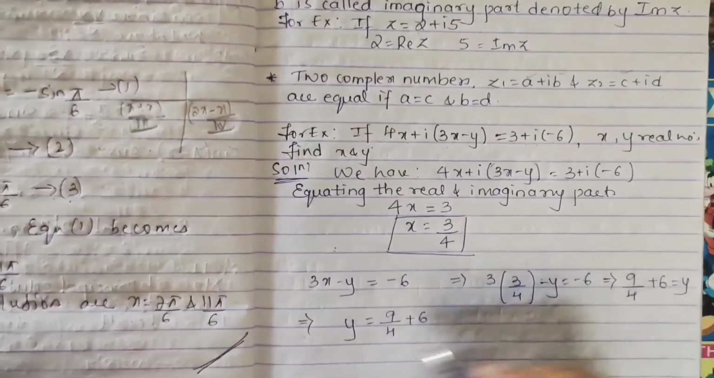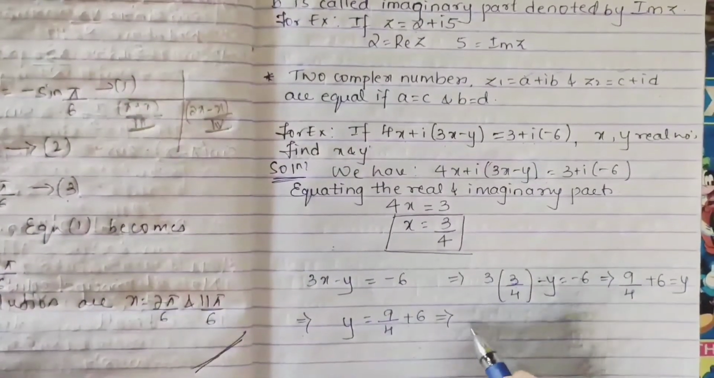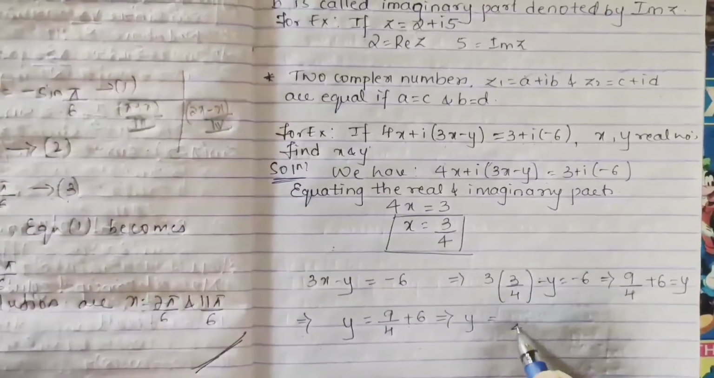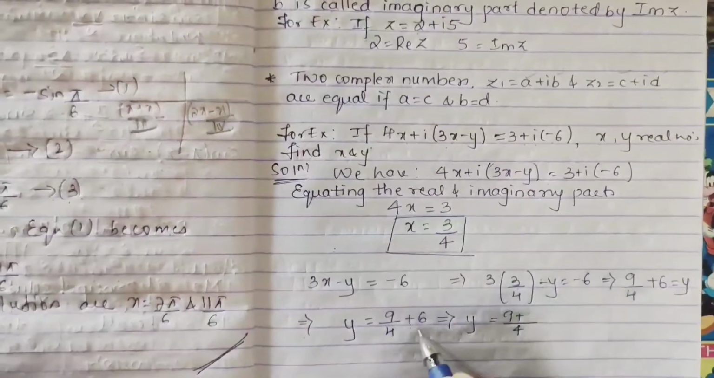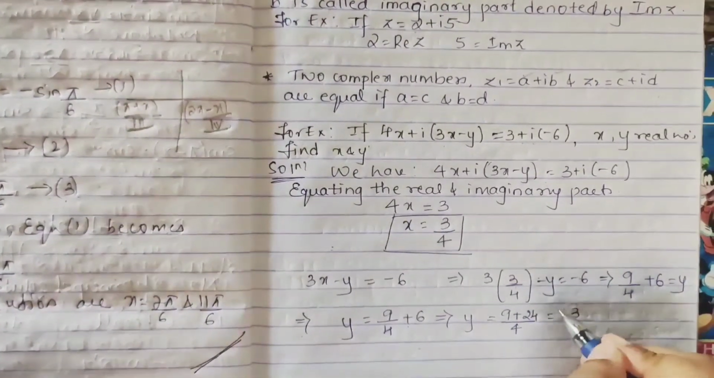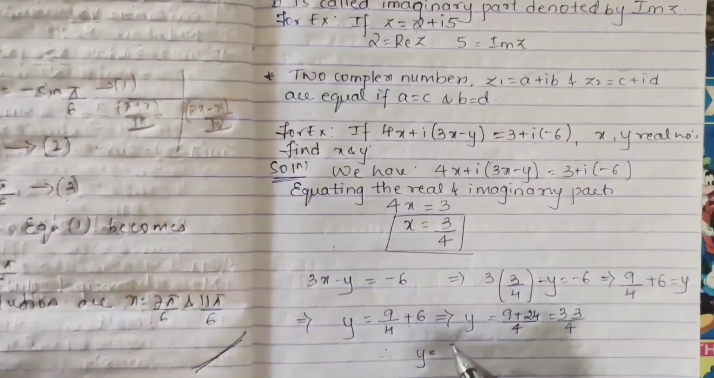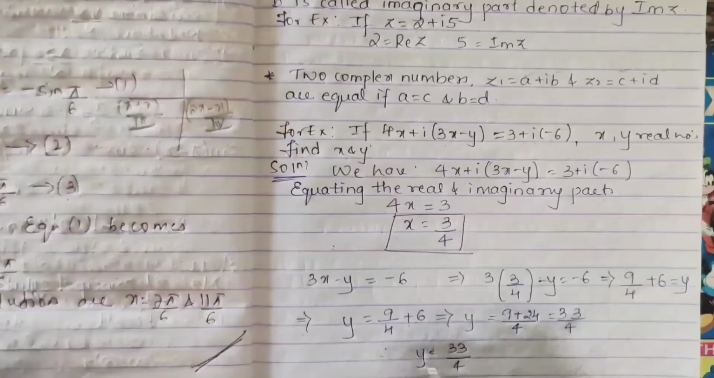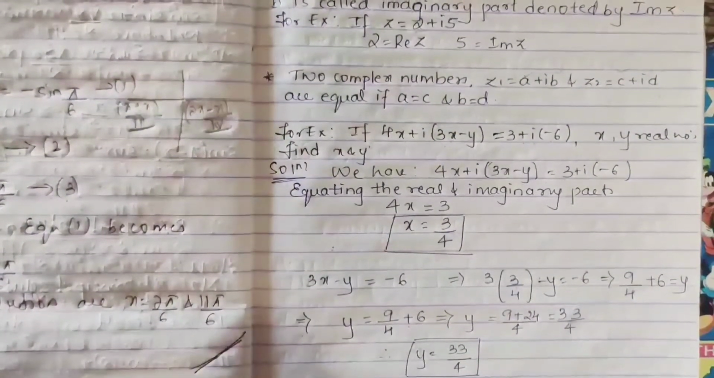I don't have space here, so I am writing it again. We have to take the LCM. Here the LCM is 4. So 9 plus, here it is 1, 6 times 4 is how much? So you get 9 plus 24 is 33 by 4. Therefore the y value you have got is 33 by 4. So you got your x value and y value.